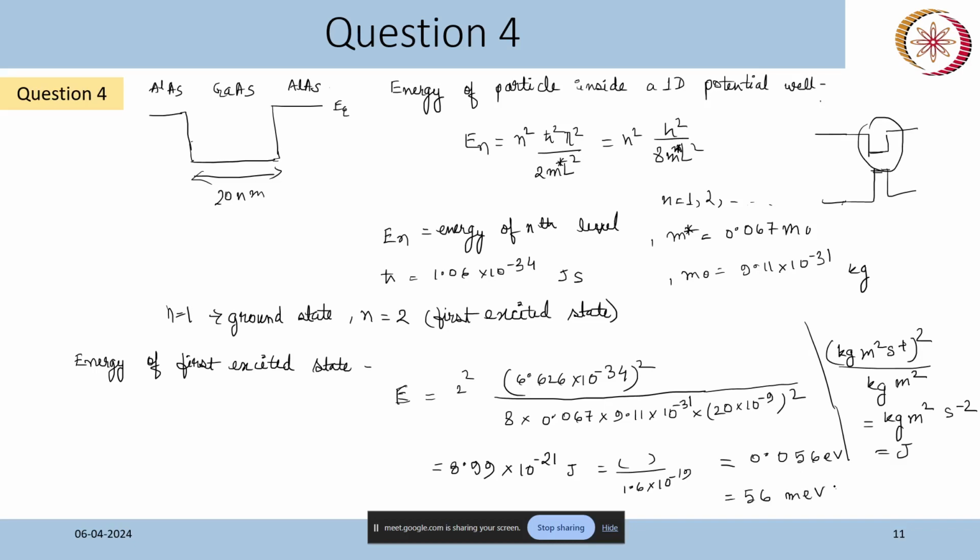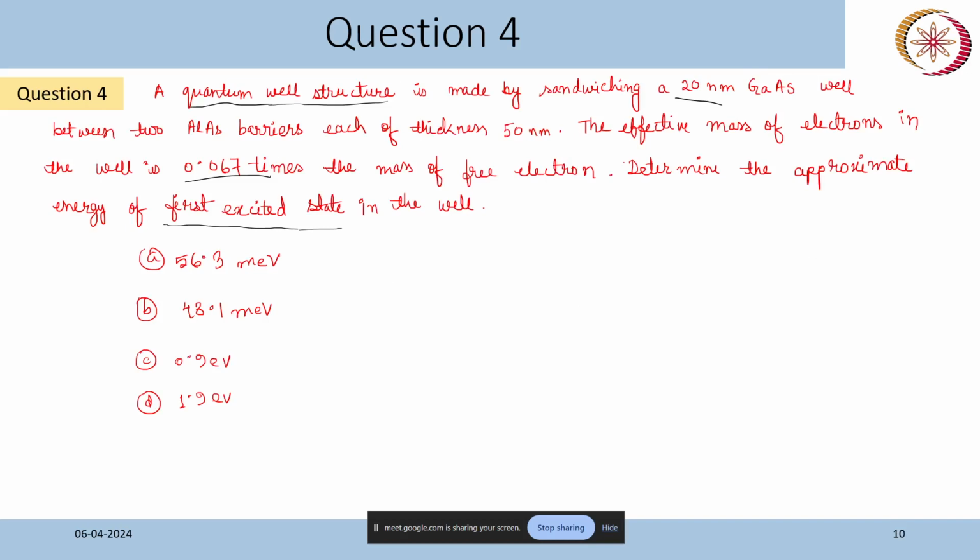Now we should have this in the options, right? Yeah, here. You can calculate it to the decimal places given in the option. So the answer here is A, 56.3 milli electron volt.